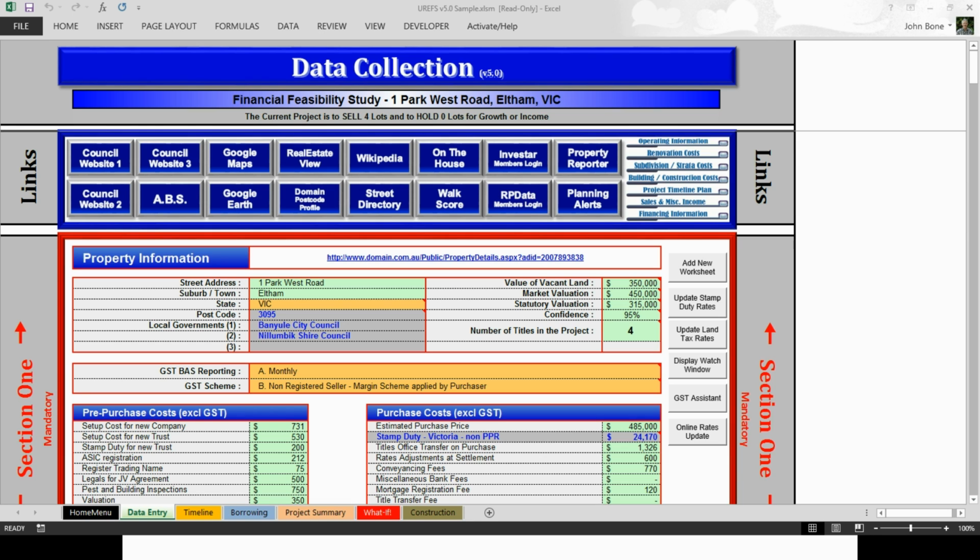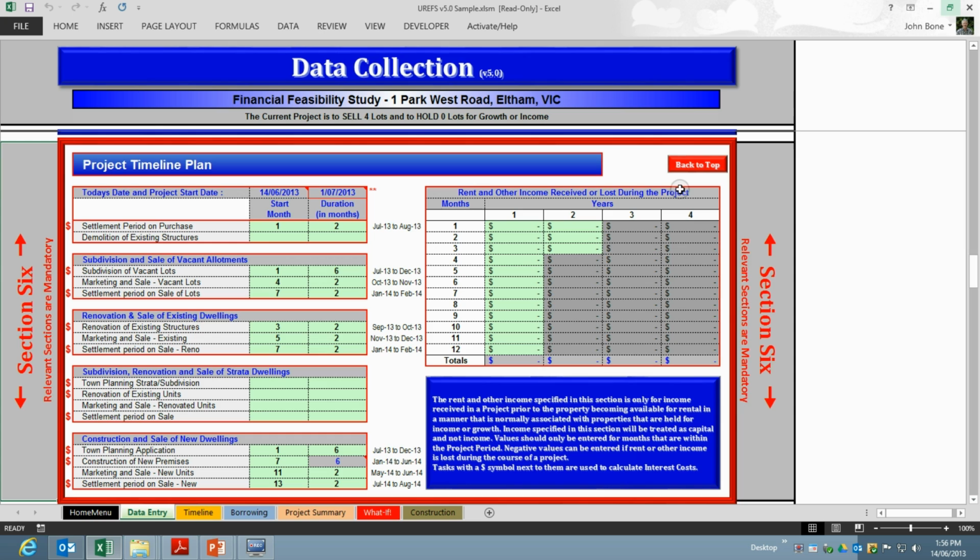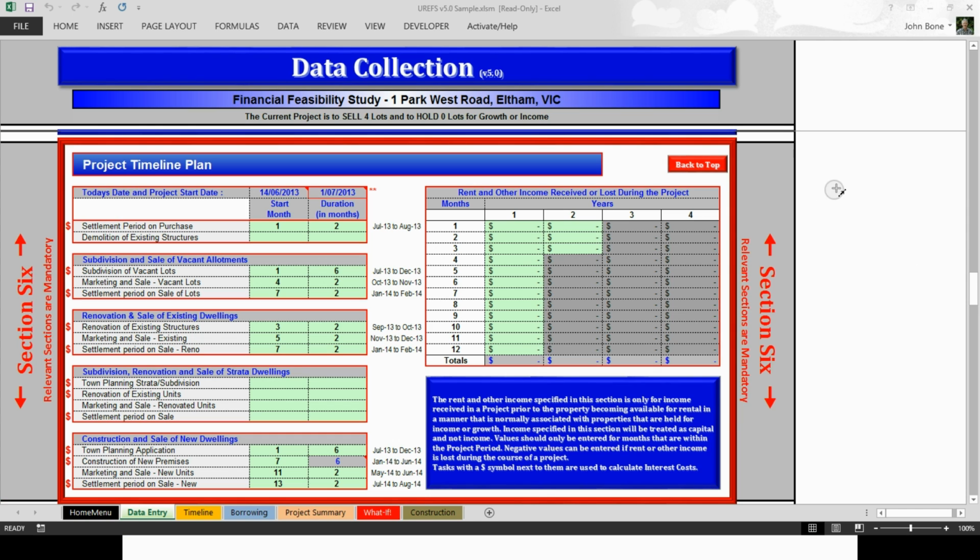The next section on the data entry sheet that we're going to discuss is the project timeline plan. This section is the most important section in all of the data entry that's needed for a real estate investment project. This section must be completed for all projects regardless of the strategy being used. This section is essentially just a list of tasks, and against these set of tasks, where appropriate, we need to specify which month the task will start in, and what the duration of these tasks will be.